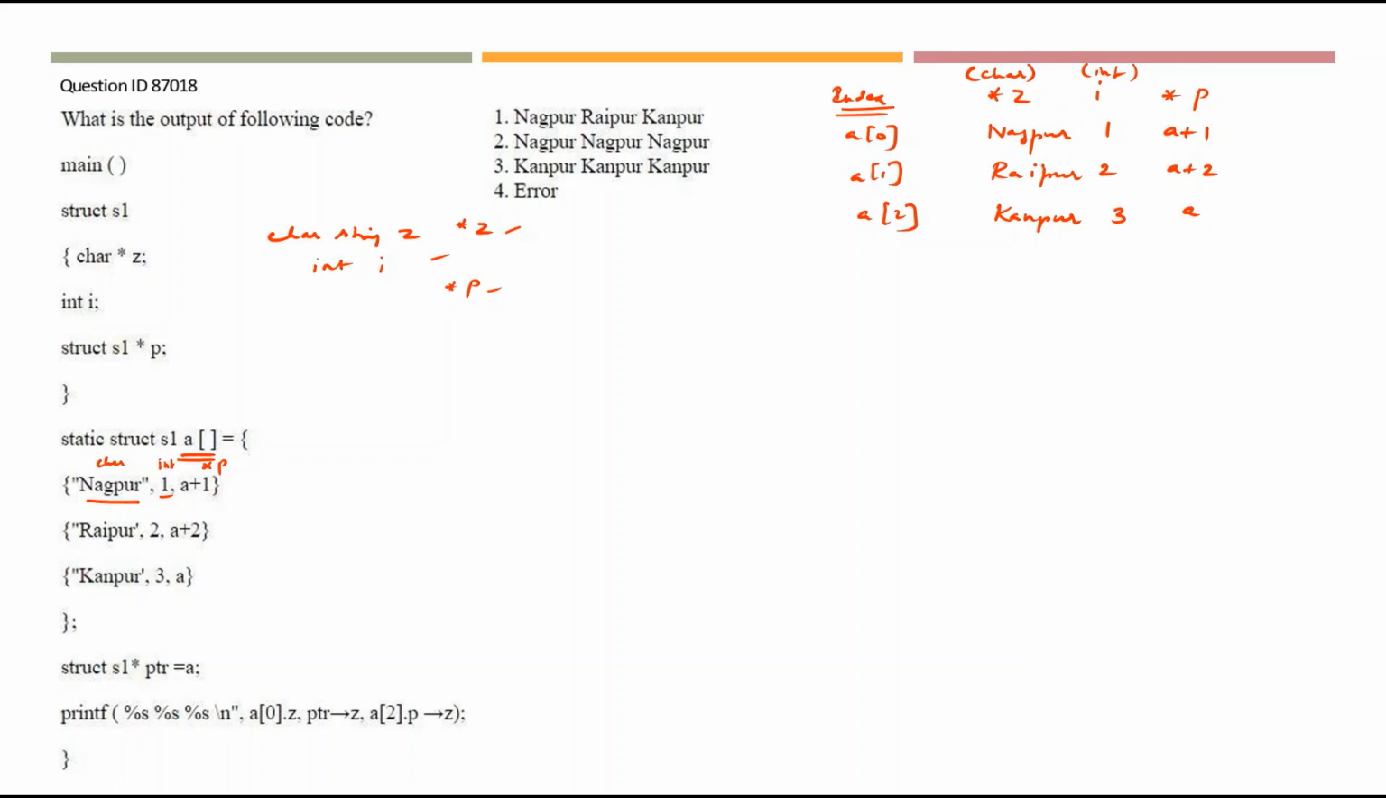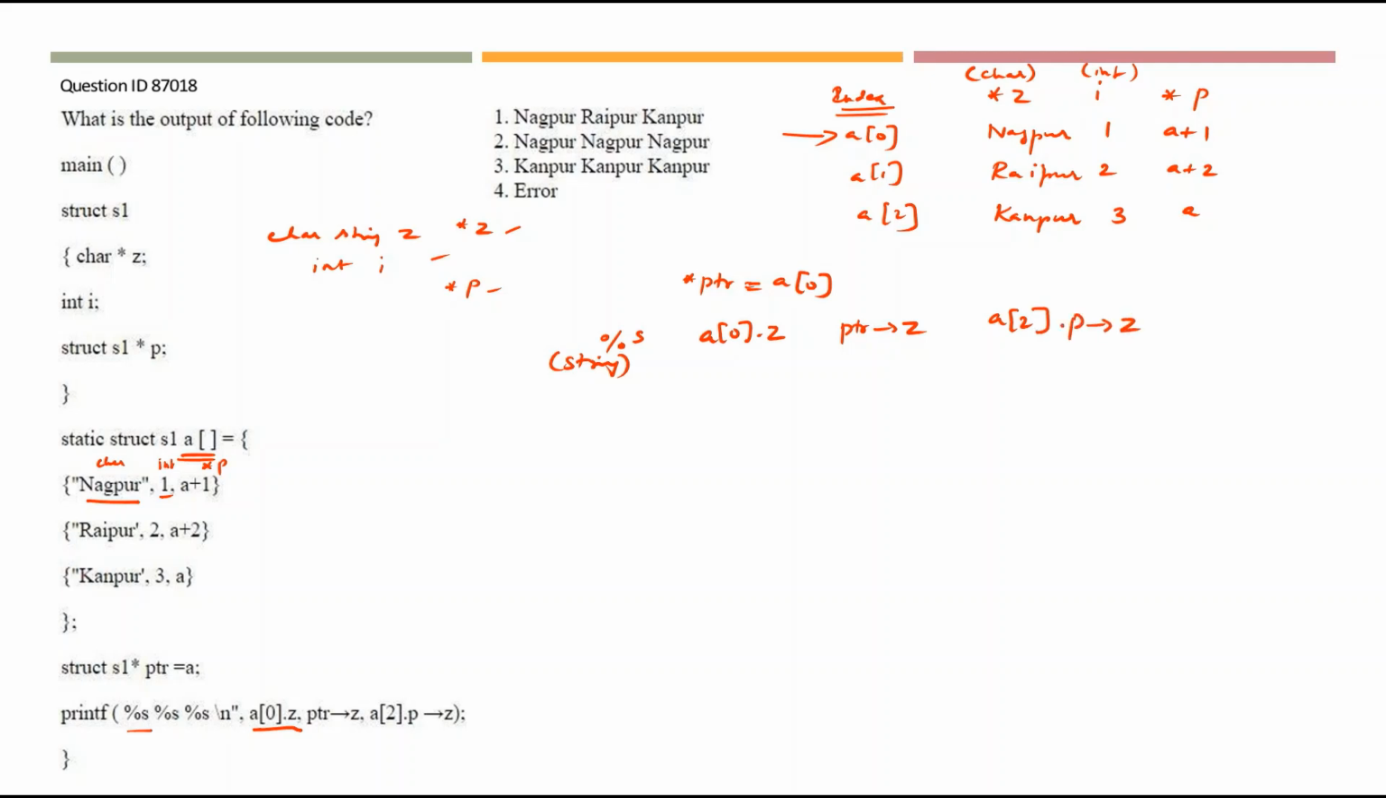Struct S1 pointer is equal to A. Whenever we assign an array to a pointer, it will always refer to the 0th index. So pointer is referring to A of 0, which means it is referring to the Nagpur record. Now we are printing 3 strings. The first string is for A of 0 dot Z. The second string is for pointer Z. The third string is for A of 2 pointer Z.